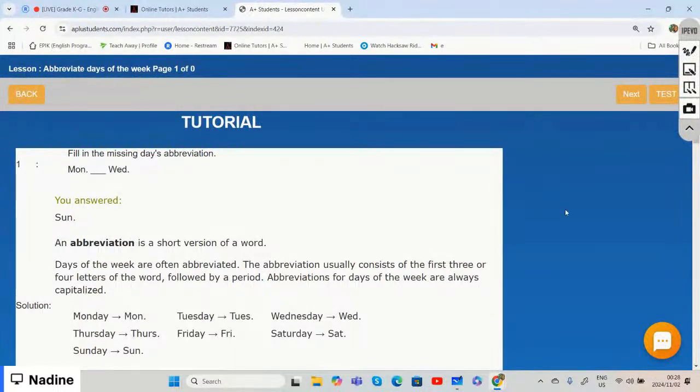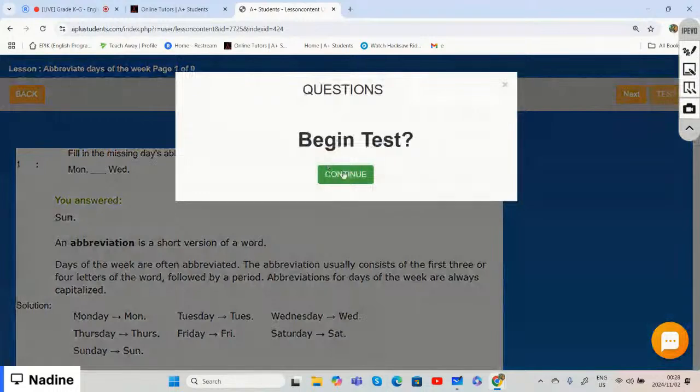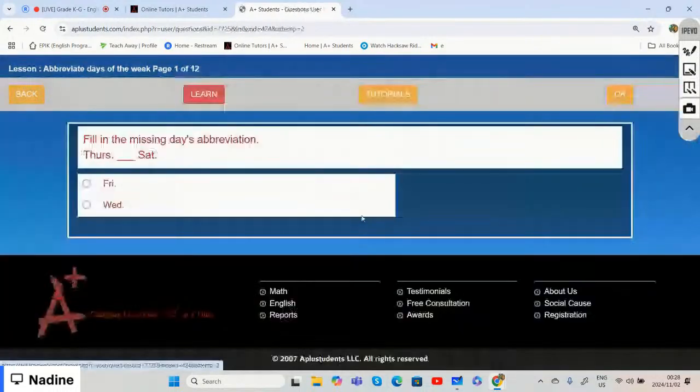All right, so now we're going to our test where we are going to fill in the missing days' abbreviations in the space provided. We have Thursday.